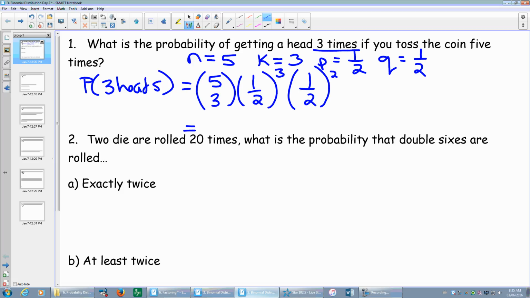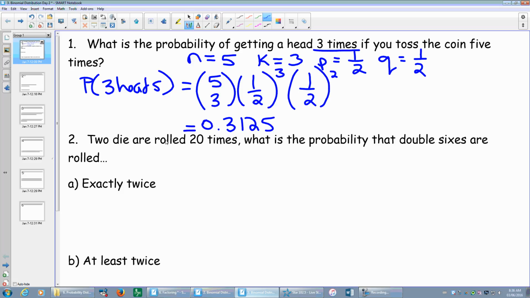Can someone please help me out? What do you get when you put this in your calculator? Thank you. There is a 31.25% chance of getting 3 heads if you toss a coin 5 times.